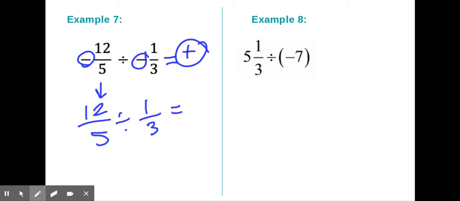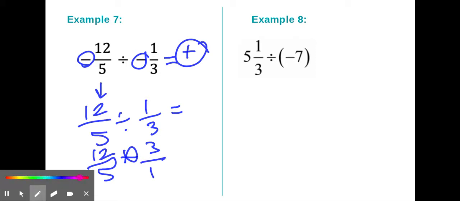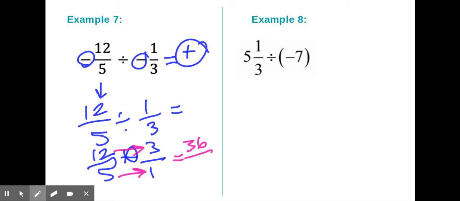Remember that when we're dividing fractions, we keep the first fraction the same. We change division to multiplication, and then we flip the second fraction to find its reciprocal. And then now that we have multiplication, we are simply going to just multiply straight across. So we're going to take 12 times 3. 12 times 3 is 36. 5 times 1 is 5.